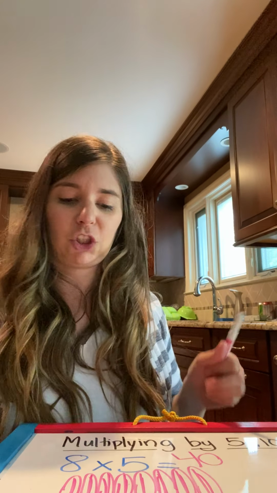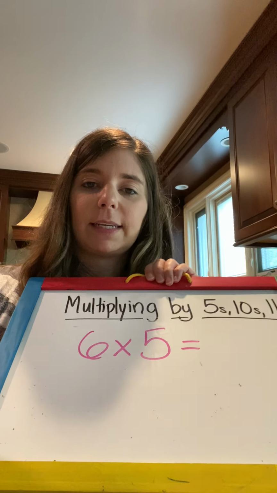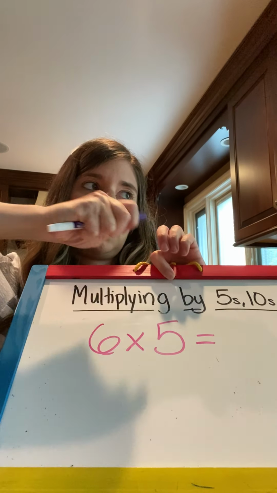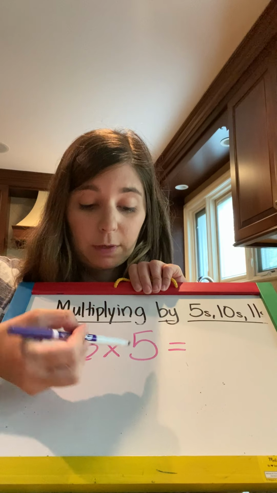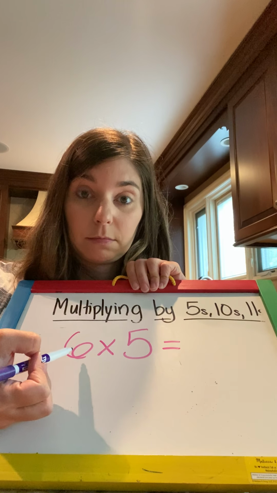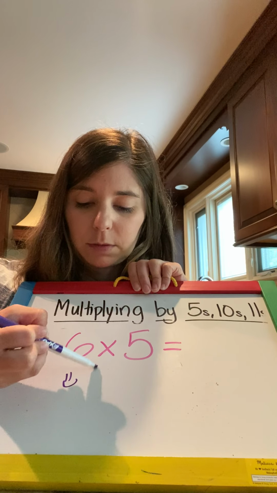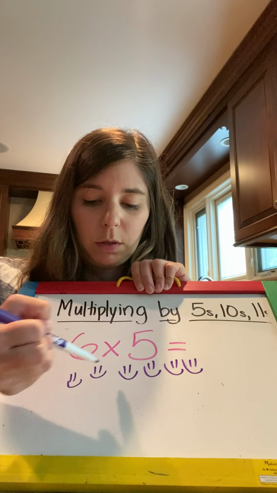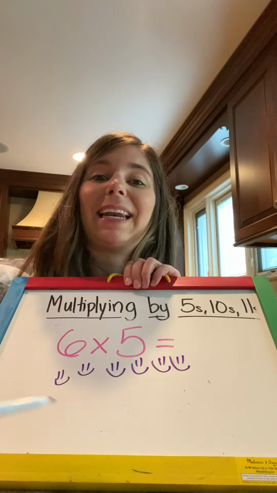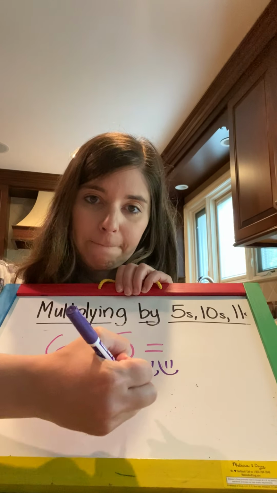Let's try that strategy again. Okay, here's your next problem. 6 times 5. Okay, 6 times 5. Write it down. Okay, so I'm going to count by 5s 6 times. So I'm going to draw 6 smiley faces this time. 1, 2, 3, 4, 5, 6, because there's my 6 groups. Now I'm going to count by 5s 6 times. Okay, I'm going to circle each one.